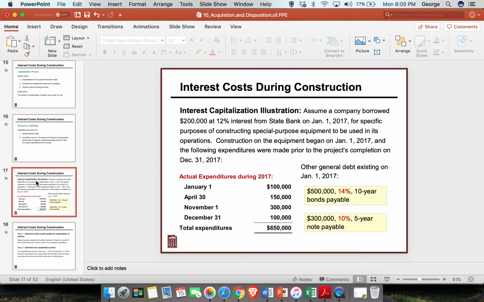And then we have some other debt outstanding not related to the building that we're building. But we have $500,000, 14% 10-year bonds payable, and a 3-year, 10% 5-year notes payable.